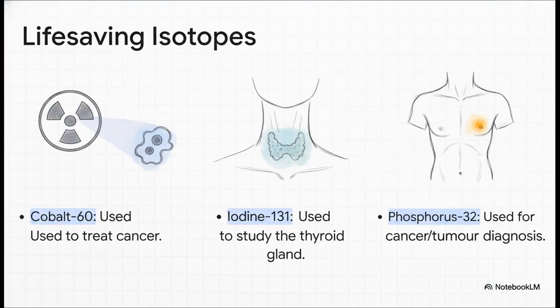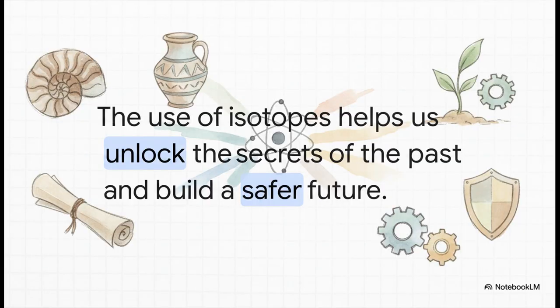You see, certain isotopes are radioactive, and we've learned how to harness that energy for incredible things. Cobalt-60 is used in radiotherapy to zero in on and destroy cancer cells. Doctors use iodine-131 to check on the thyroid gland. And things like phosphorus-32 can help them find exactly where tumors are located. It's amazing stuff.